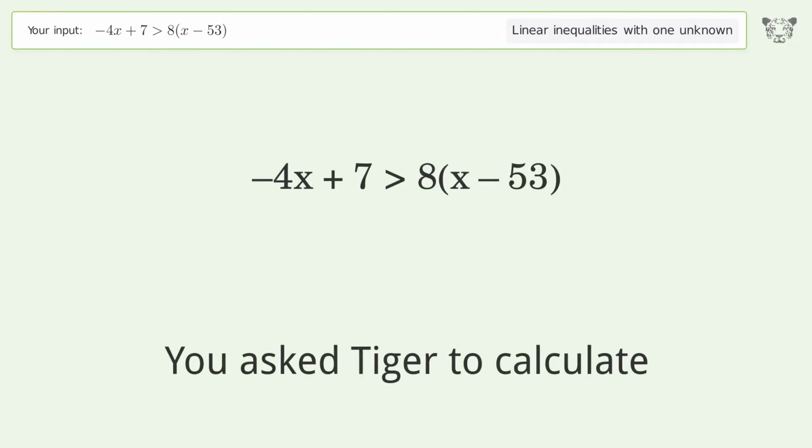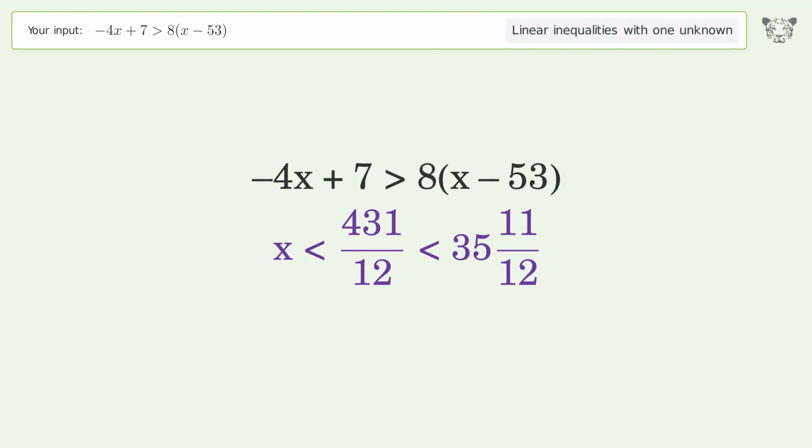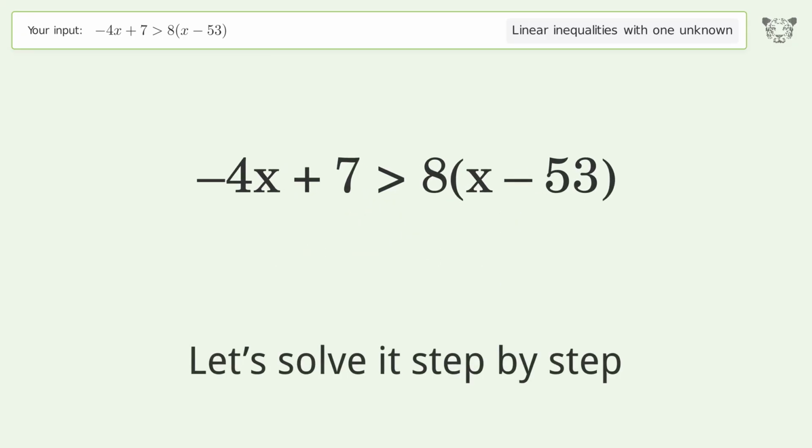You ask Tiger to calculate. This deals with linear inequalities with one unknown. The final result is x smaller than 431 over 12 smaller than 3511 over 12. Let's solve it step by step.